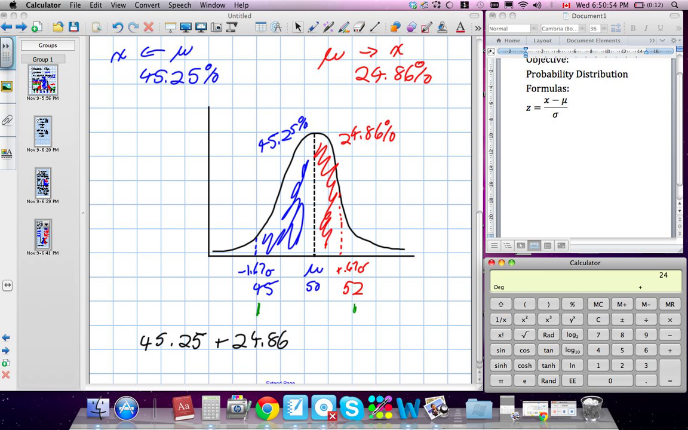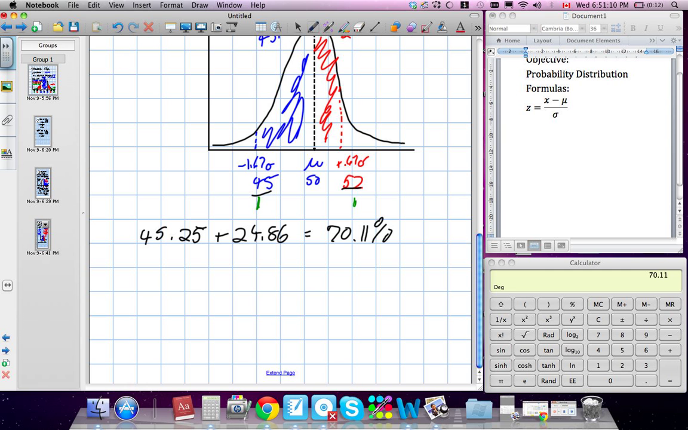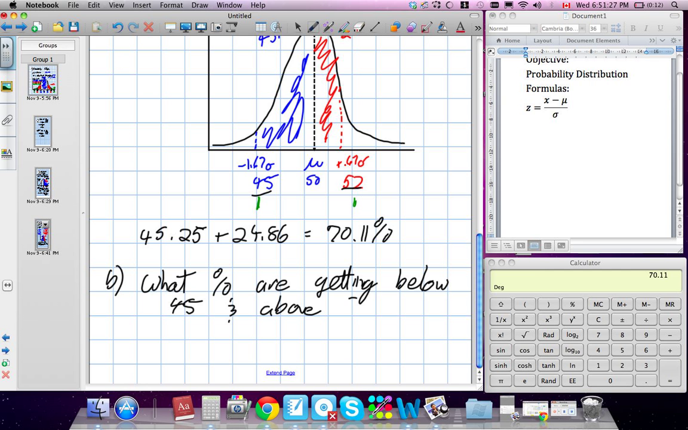Our other information was positive 0.67 standard deviations. So it's going to be a number closer, right? Because it's less than 1 standard deviation, it's closer than negative 1.67. They said that this area is only 24.86% of the people. So what we're trying to find specifically is between 45 and the number 52. So we're looking for all of the area between 45 and 52.